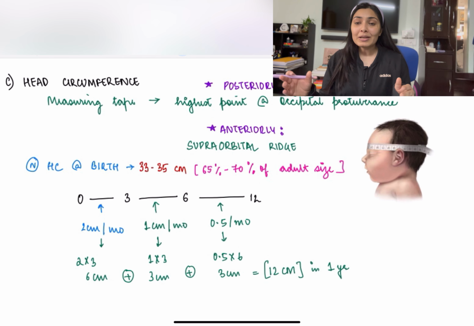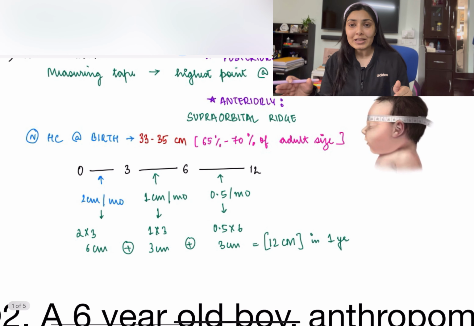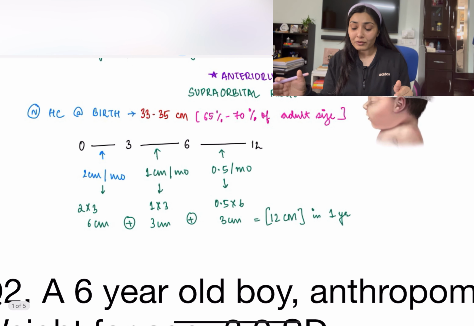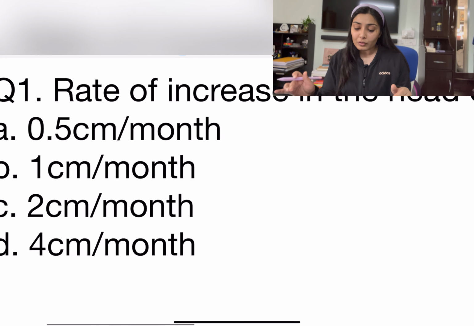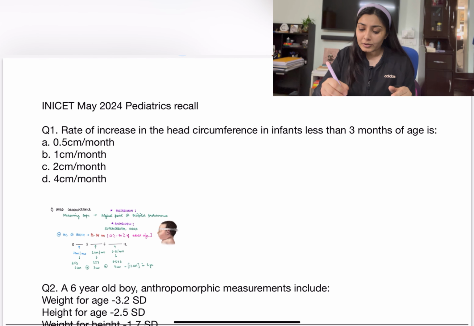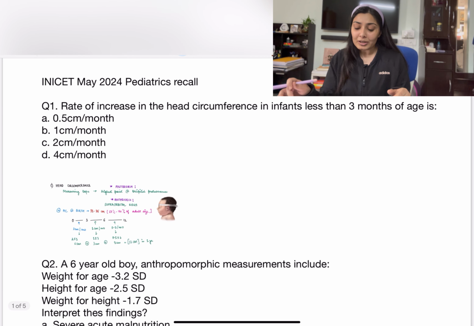If we talk about the increase in the head circumference after birth, in the first 3 months it's 2 centimeter per month. In the next 3 months, that is 3 to 6 months of age, it's 1 centimeter per month. And in 6 to 12 months of age, over the next 6 months, it's 0.5 centimeter per month. So it was a straightforward question about the rate of increase in HC in the first 3 months of life, and the answer is 2 centimeters per month.